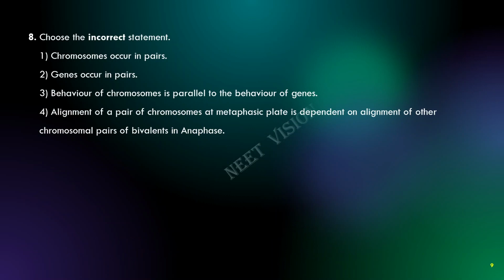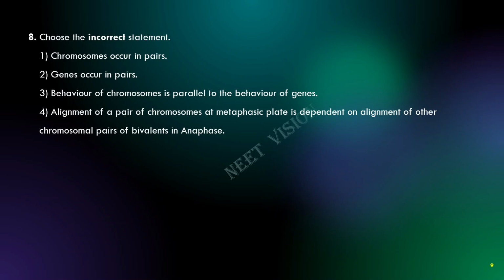Choose the incorrect statement. Chromosomes occur in pairs. It is correct according to the chromosomal theory of inheritance. Genes occur in pairs. This is also correct as given in the chromosomal theory of inheritance. Behavior of chromosomes is parallel to the behavior of genes. It is also given in the chromosomal theory of inheritance. So statements 1, 2, 3 are correct. Naturally, the fourth one must be the incorrect one.